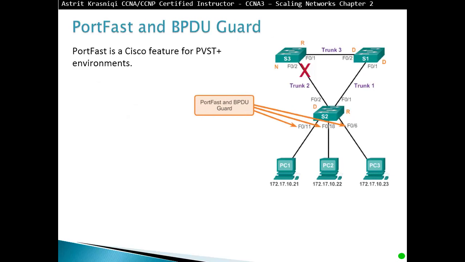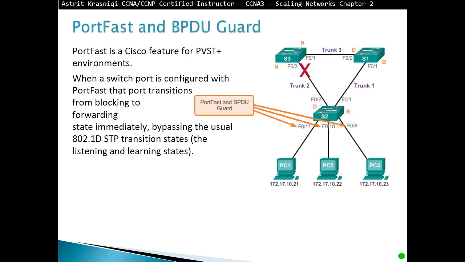PortFast and BPDU guard. PortFast is a Cisco feature for per VLAN spanning tree plus environments. For example, you want to enable PortFast on any link that's connected to an end device, such as a camera or TV, as these are not going to create a loop. Since they're not going to create a loop, why should spanning tree be running on there? So with PortFast, the port transitions immediately from blocking to forwarding, because they're not going to create a loop.